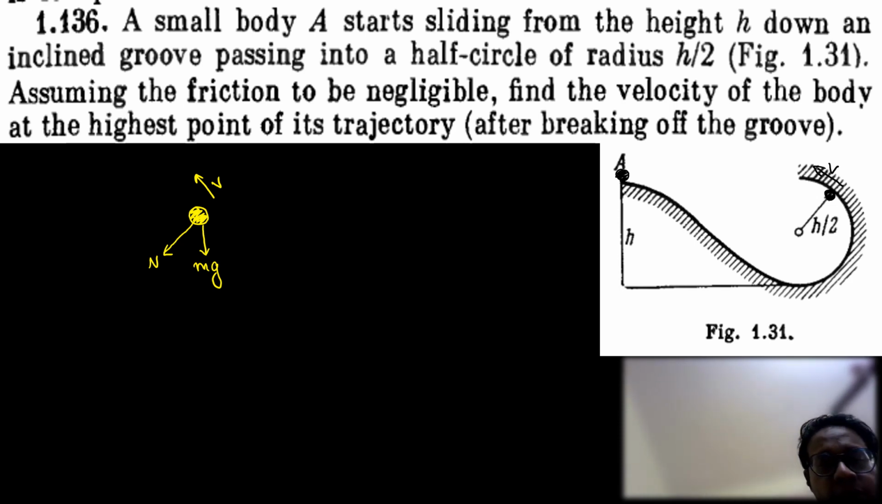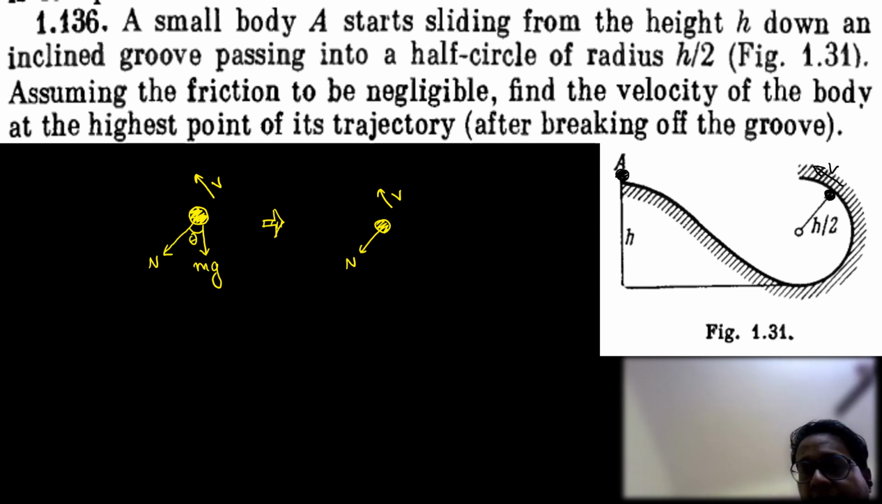So let's resolve this gravity force along the normal and perpendicular to the normal, that is, along the tangent and along the normal. This diagram can be written with velocity v along the tangent. The normal contact force should be passing through the center. Why? Because the normal through any circular or spherical object always passes through the center. Okay, let this angle be theta.